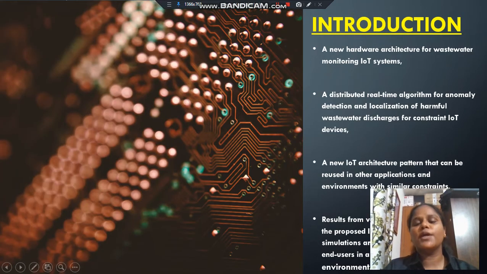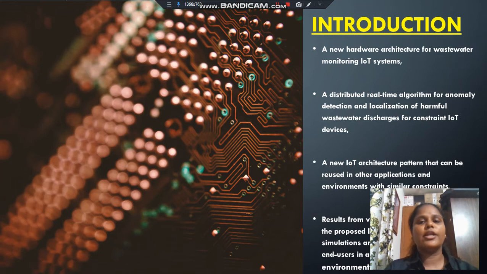In the introduction, we are going to see a new hardware architecture for a wastewater monitoring IoT system, and a distributed real-time algorithm for anomaly detection and localization of harmful wastewater discharge by constrained IoT devices. Next is a new IoT architecture pattern that can be reused in other applications and environments with similar constraints. We are going to see results with verification, validation and simulation of the same.